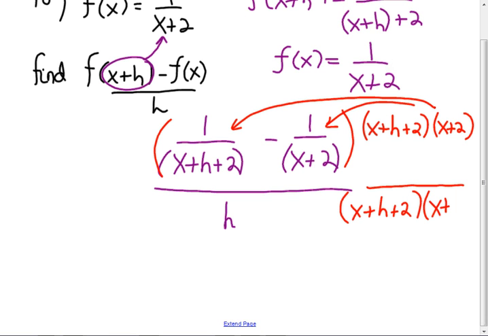Some of you like to put these factors up here. And you can't, it just makes life worse, that's all. Okay, what happens when you multiply that out? What happens to the x plus h plus 2 with this x plus h plus 2? They'll cancel, right? And what are you left with?